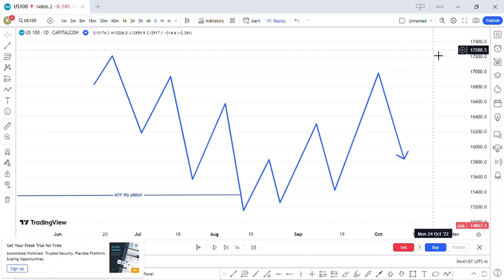Hello everyone. In today's video, we are going to go over discount and premium, which is an important market mover. The concept of premium and discounts determines whether the market is going to be bullish or bearish. However, to fully understand this concept of discount and premium, you must first understand the concept of liquidity, both buy side and sell side liquidity.